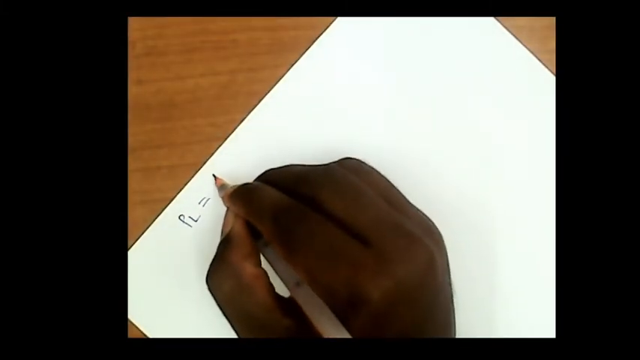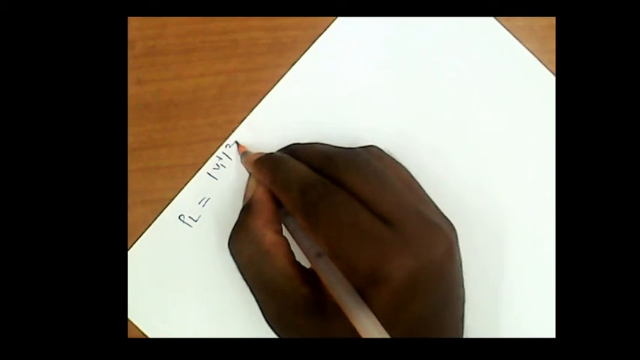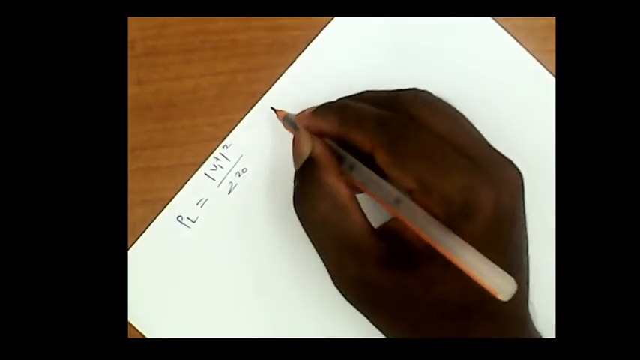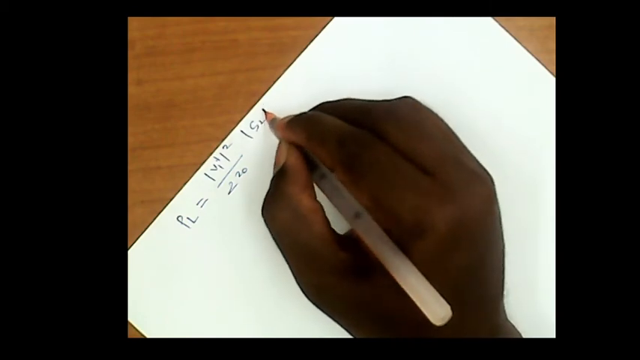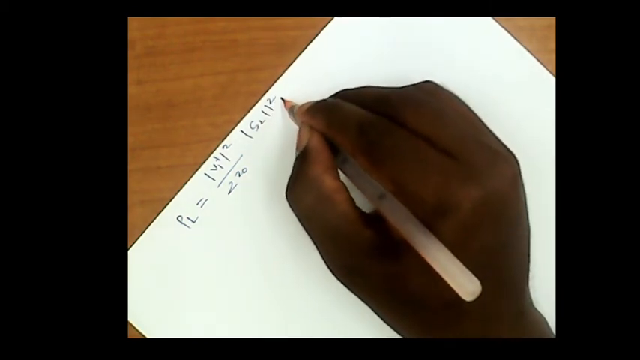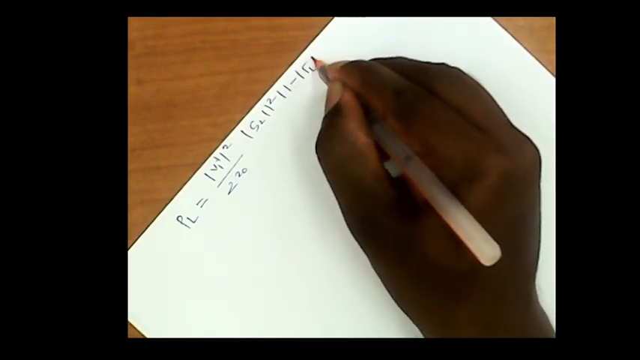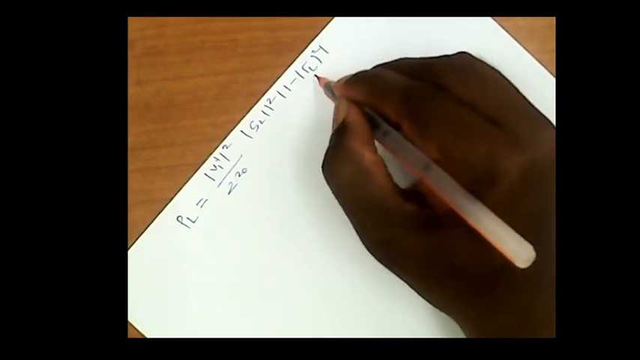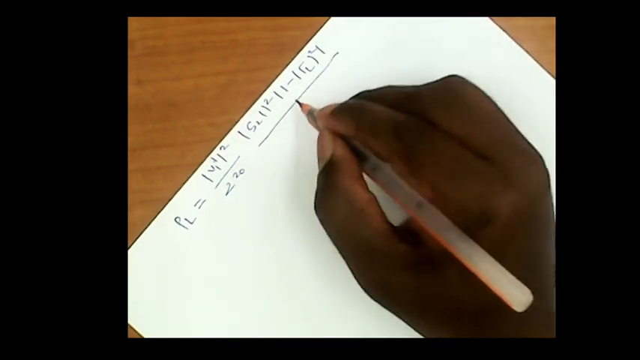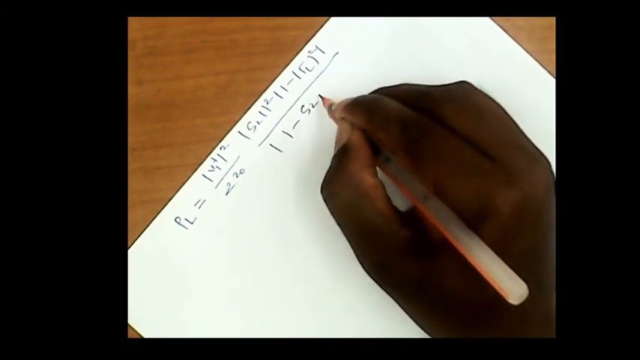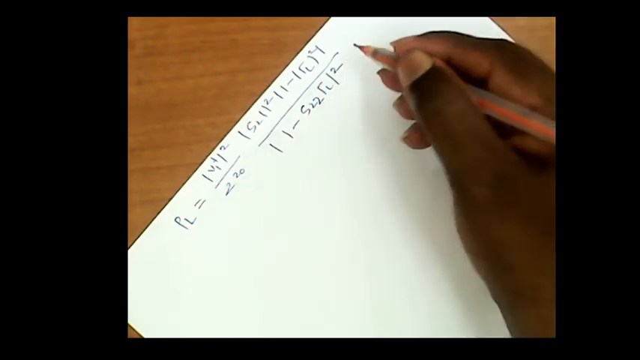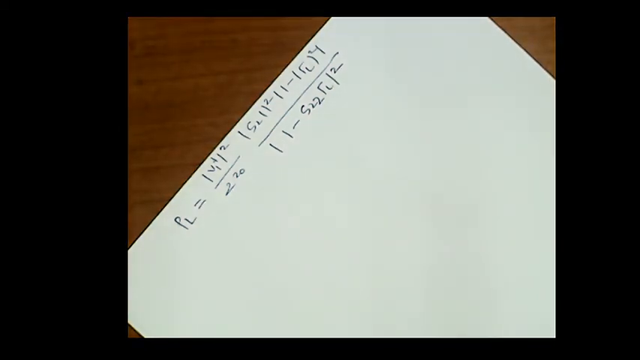So V1 plus over Z naught. So we can put PL is equal to V1 plus square divided by 2Z naught, in terms of S parameter S21 square, times 1 minus gamma L square, divided by the whole square of 1 minus S22 gamma L. So we can put the power delivered to the load in terms of source voltage.